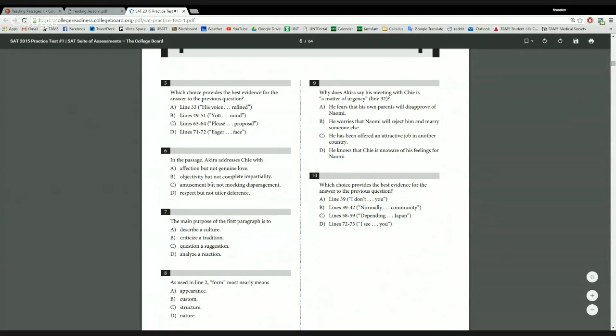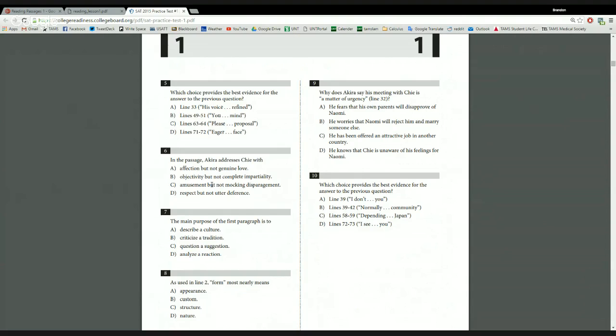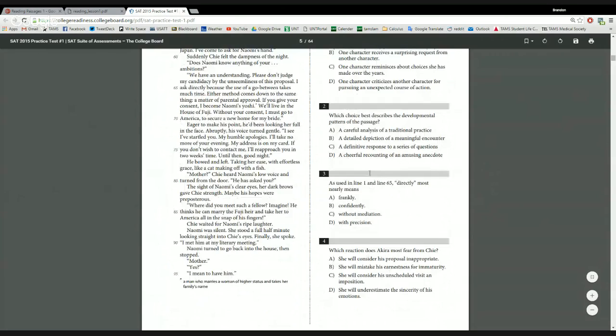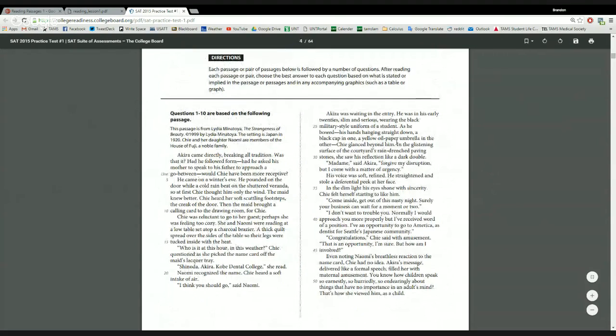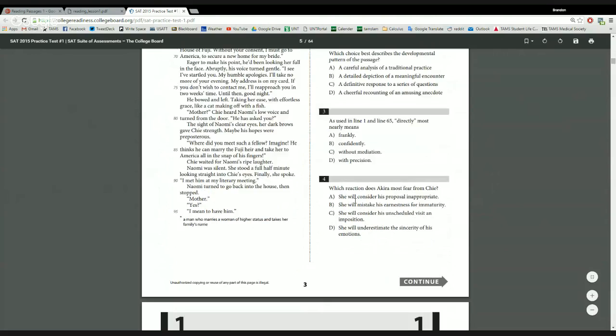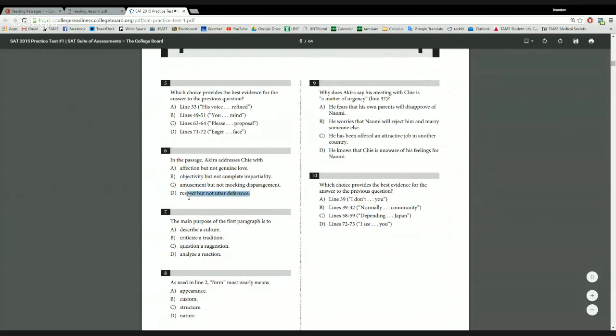C, amusement but not mocking disparagement. There's nothing mocking about his tone. In fact, in the passage, as you scroll above, you can actually see him being quite polite and through words such as calling her madam. At a point somewhere, he bows to her. There you go, bowing, showing a sign of respect. So, what do we see here? Respect but not utter deference. Again, reading through the passage and finding specific details is the key to answering questions correctly. In this case, the answer is D, respect but not utter deference.